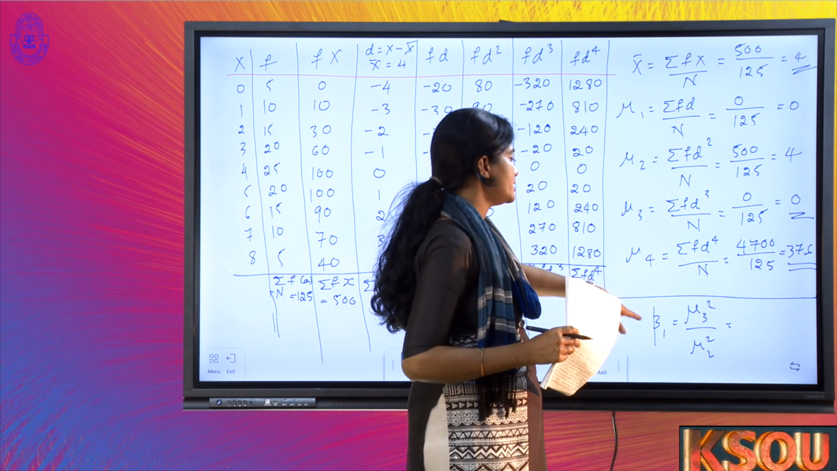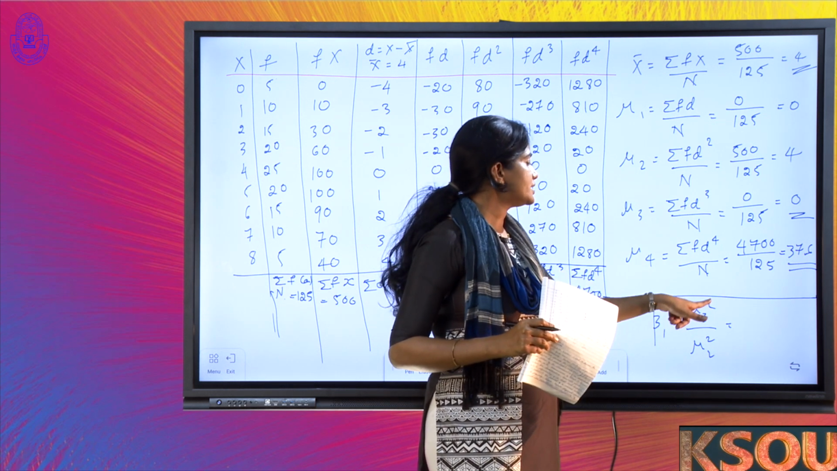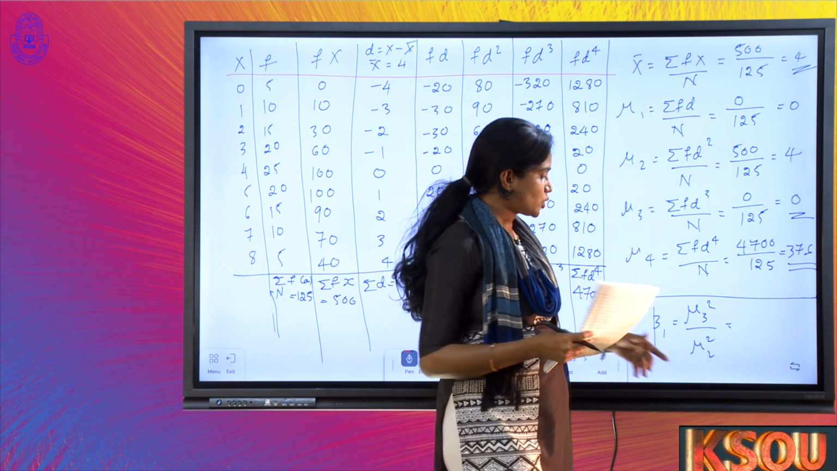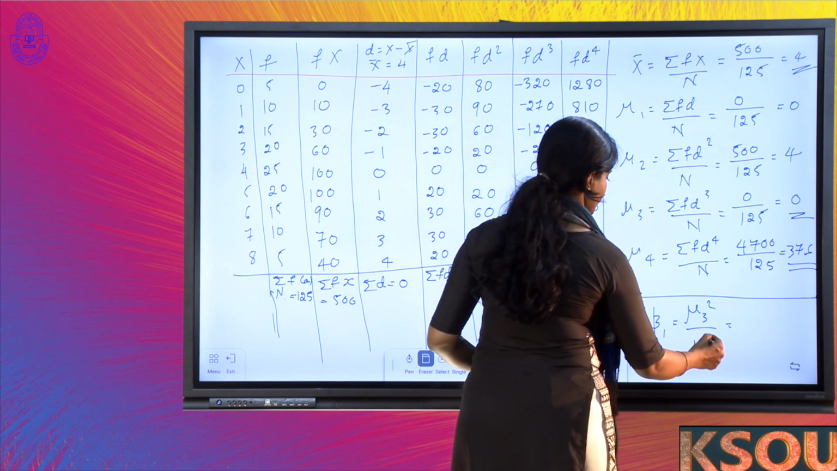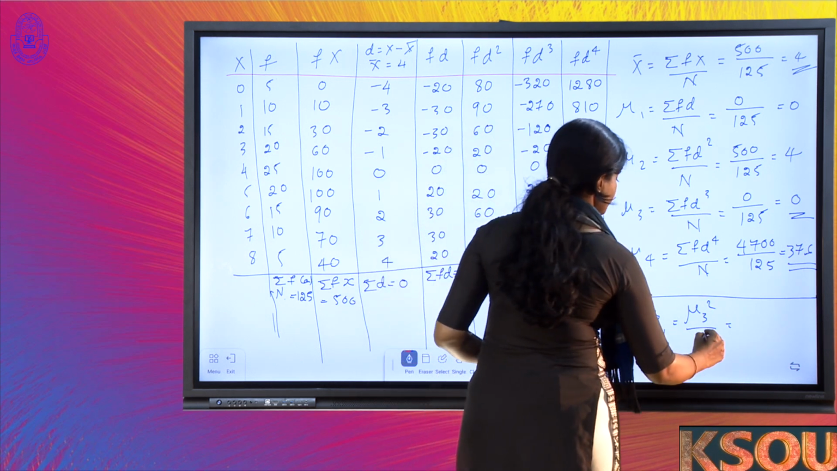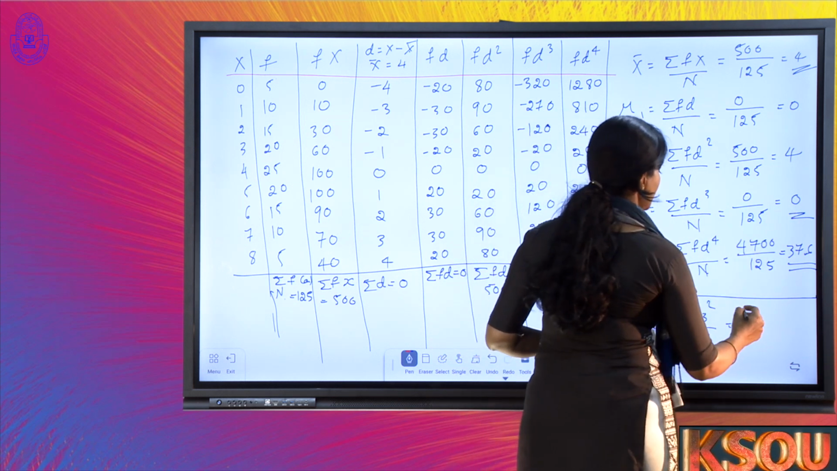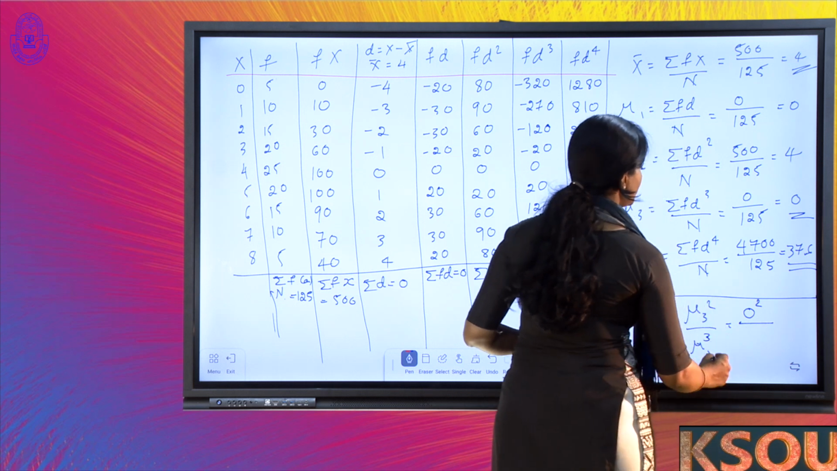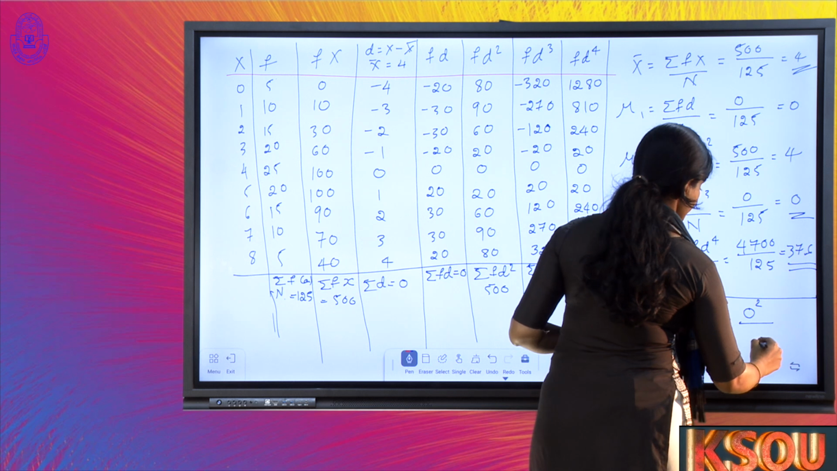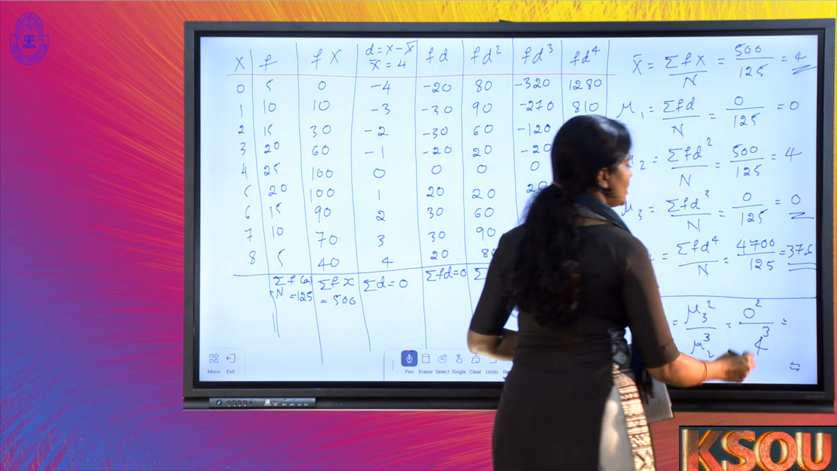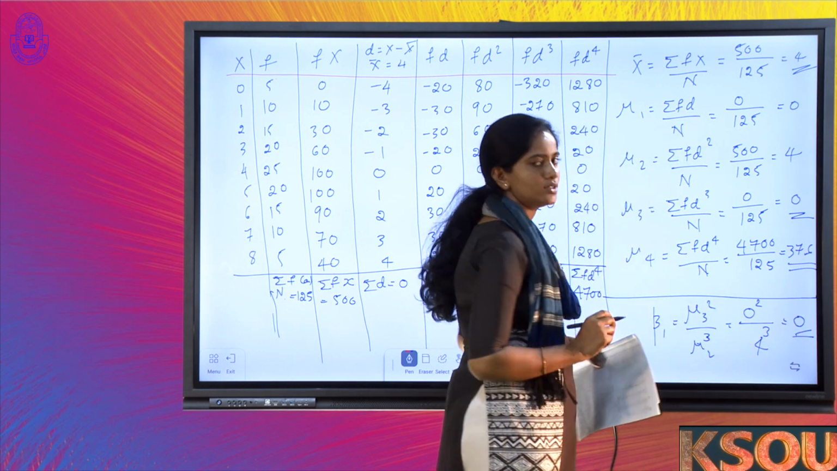After calculation of moments, you can easily calculate the beta value, that is beta 1, mu3 square divided by mu2 cube. Take mu3 square, that is 0 square, by mu2 cube, that is mu2 is 4, 4 cube. So, when you have 0 by any value, it will be 0. Therefore, beta 1 is equal to 0.